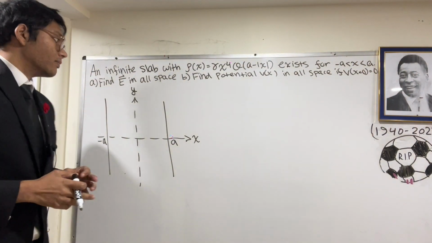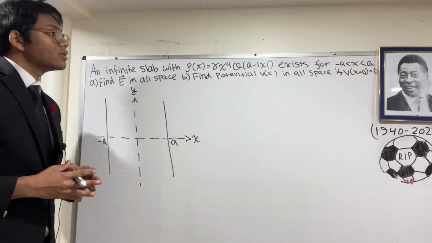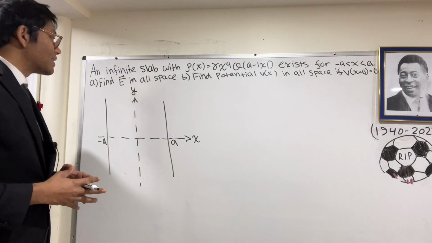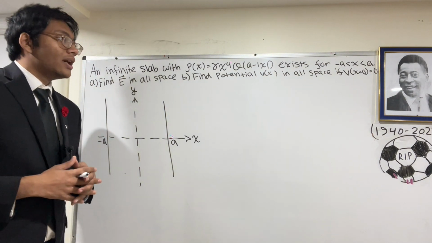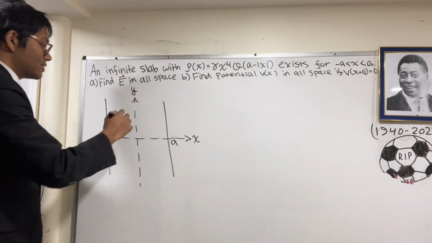So here's our problem. An infinite slab with the following volume charge density, rho equals gamma x to the fourth, exists for x between negative a and positive a. Find the electric field everywhere and the electric potential everywhere, if the ground for the potential is right here. So this is the ground for the potential.